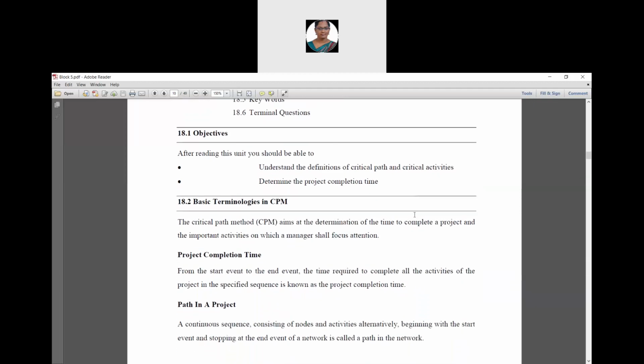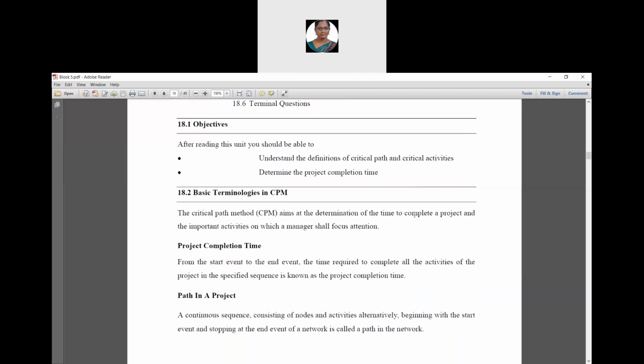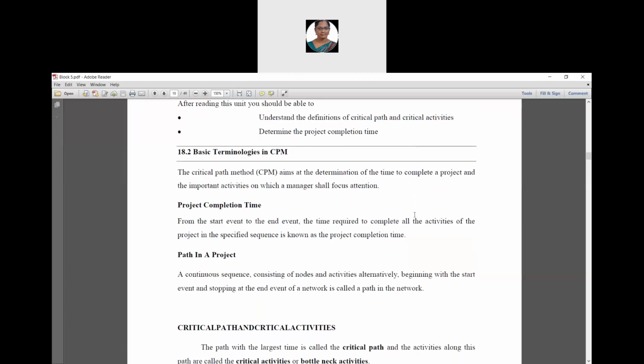Okay, first is the objective of this unit. After reading this unit, you should be able to understand the definitions of critical path and critical activities and to determine the project completion time for a network or project.